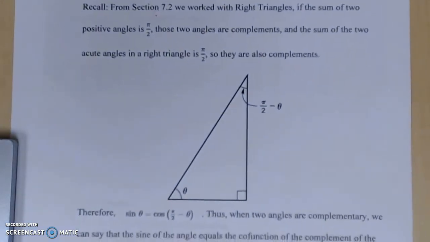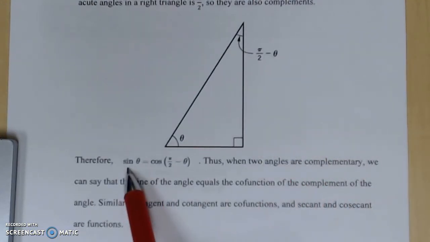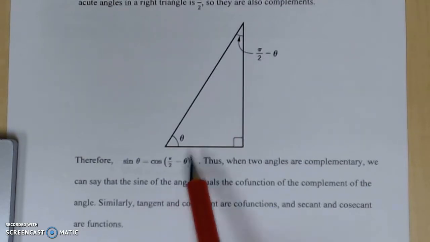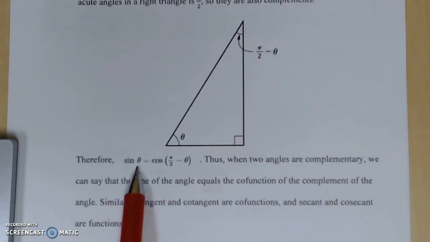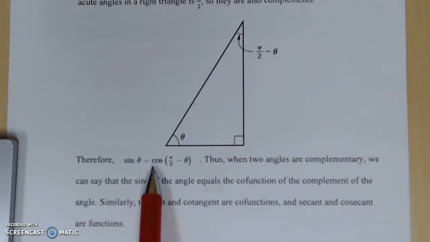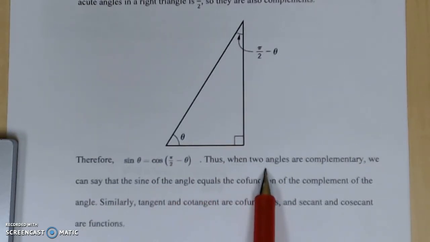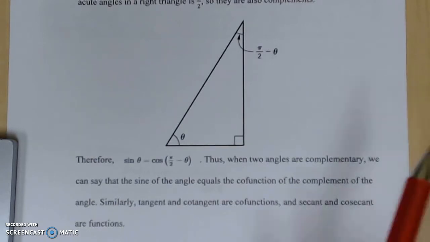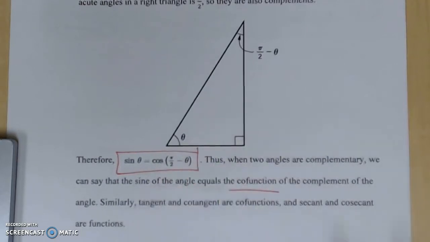So this figure could come out of this. If I'm thinking about sine of theta, it would be equal to cosine of pi over 2 minus theta, because these two together total pi over 2. So if I want to figure out sine of theta, it could be related as cosine of pi over 2 minus theta. Thus, when two angles are complementary, we can say that the sine of the angle equals the cofunction of the complement angle. So we pick up this word cofunction and we pick up this value here.